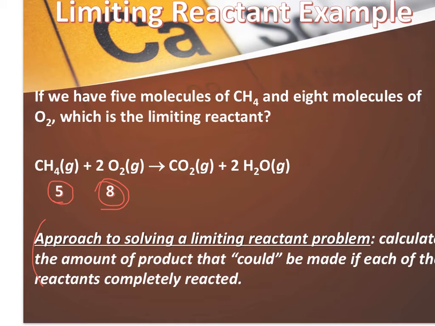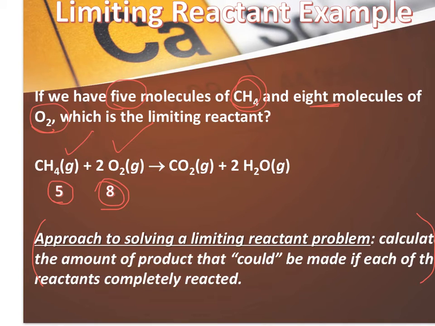At the bottom of the page is probably the most important thing to get out of this lecture. If you have a limiting reactant problem, and how will you know that? You will know that because it gives you quantities for both reactants, okay? Gives you quantities for both reactants. That tells you have a limiting reactant problem.